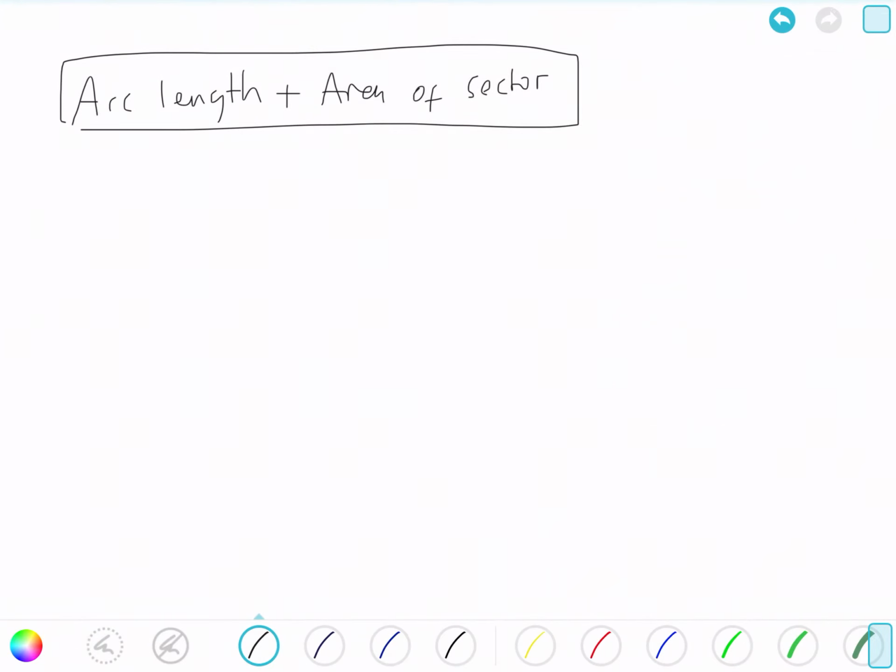Okay, so we're going to carry on and apply the idea of radians. I'm going to show you just one example of when it's quite useful to use radians, and there's a lot more. Especially in calculus, it becomes essential to use radians instead of degrees. But here's one example that you need to know about, and it's arc length and area of sector.